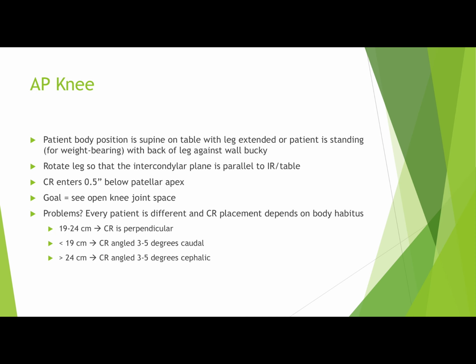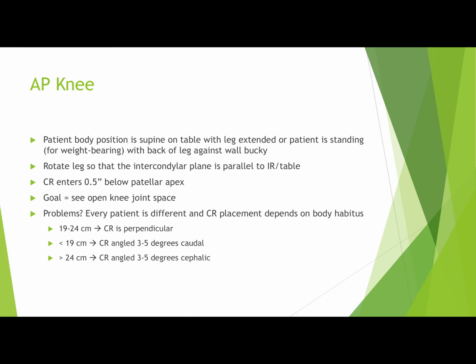This slide explains how the AP knee radiograph is taken. The patient body position is supine on the table, which means the patient is lying down on their back on the radiographic table with their legs fully extended, or the patient can be standing for the weight-bearing procedures with the back of their leg against the wall bucky. For the AP knee, you want to rotate the patient's leg so that the intercondylar plane is parallel to the IR or table. The central ray is going to enter half an inch below the patellar apex. The whole goal of this radiograph is to see open knee joint space.